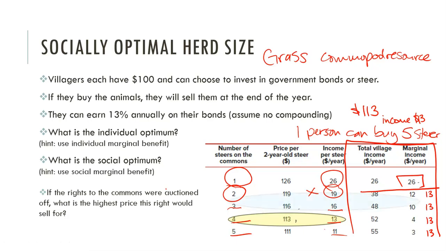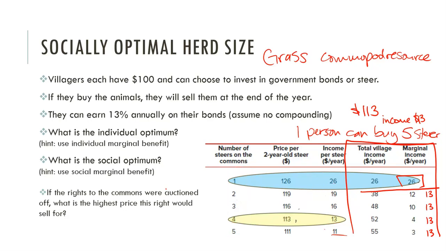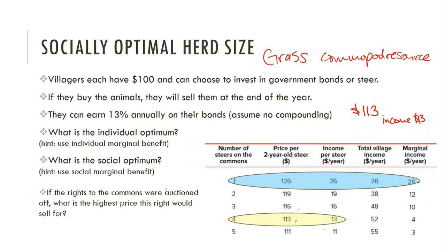So our social optimum is going to be at 1 steer, and our individual optimum is going to be at 4. So this means that we have overgrazing. Our villagers are not taking into account the group, which I think makes sense. So let's say you are the second guy to get in line to buy a steer. Are you going to be like, oh, I will take 13 instead of 19, because I care that I'm hurting the quality for the first cow?